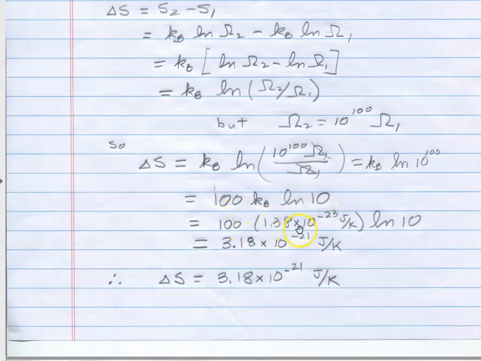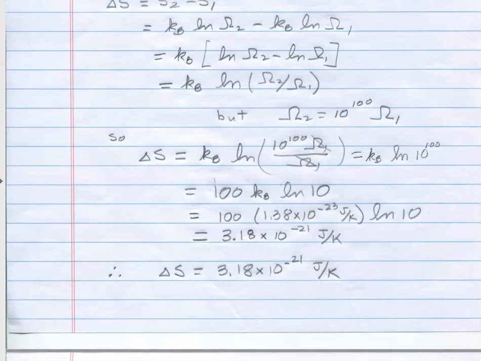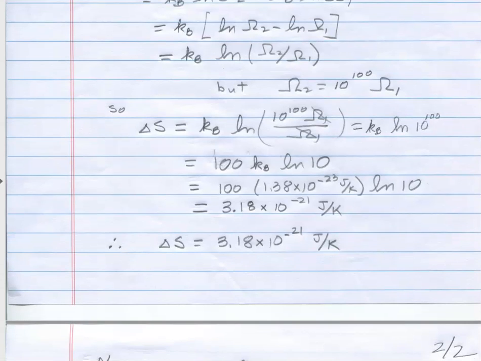Boltzmann constant is 1.38 times 10 to the minus 23. And when I worked that out on my calculator anyway, I got the change in entropy was 3.18 times 10 to the minus 21 joules per Kelvin. So pretty small amount for such a large increase in states, right?